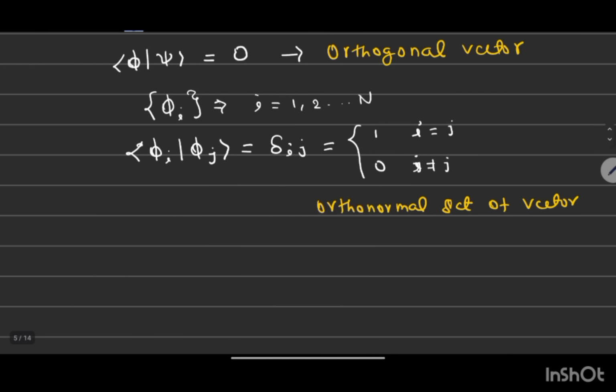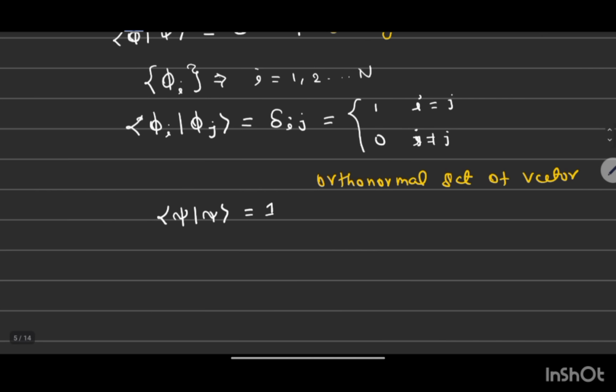If a vector is a normalized vector, then the inner product of the vector with itself will be equal to 1. And also, all the basis vector sets should be orthonormal sets of vectors. The basis set should be an orthonormal set of vectors.